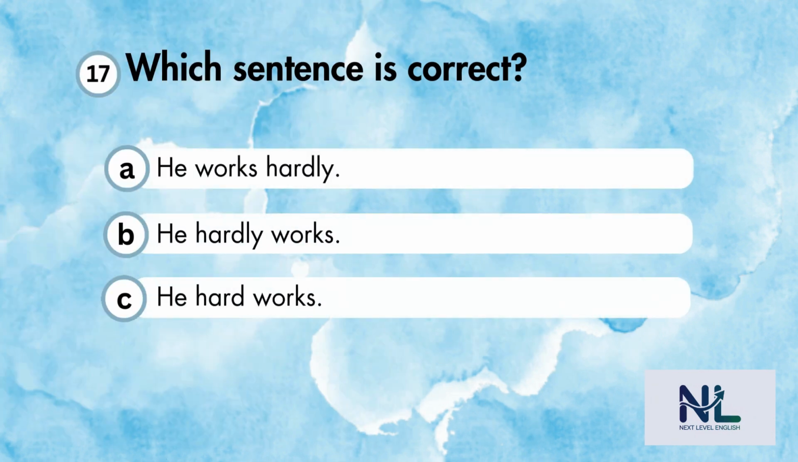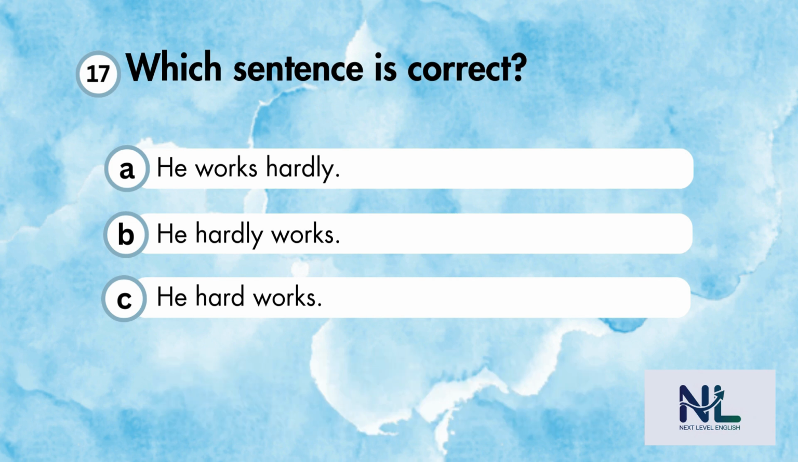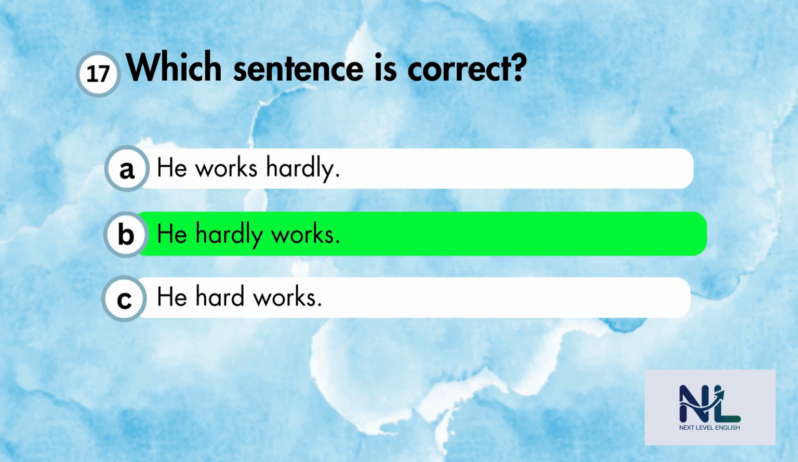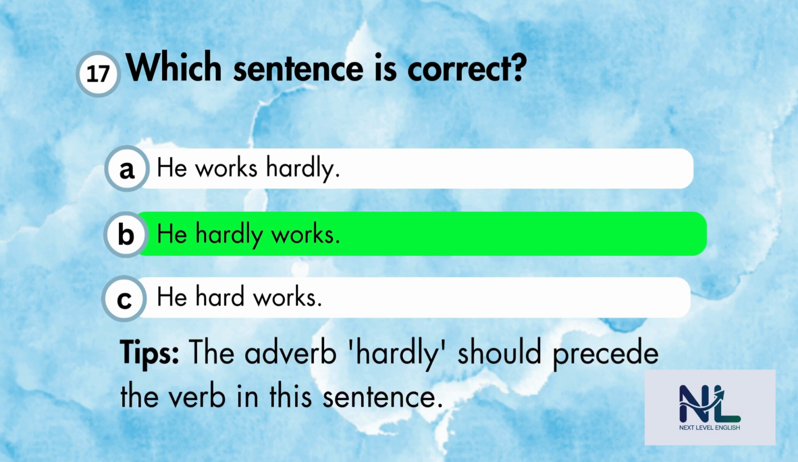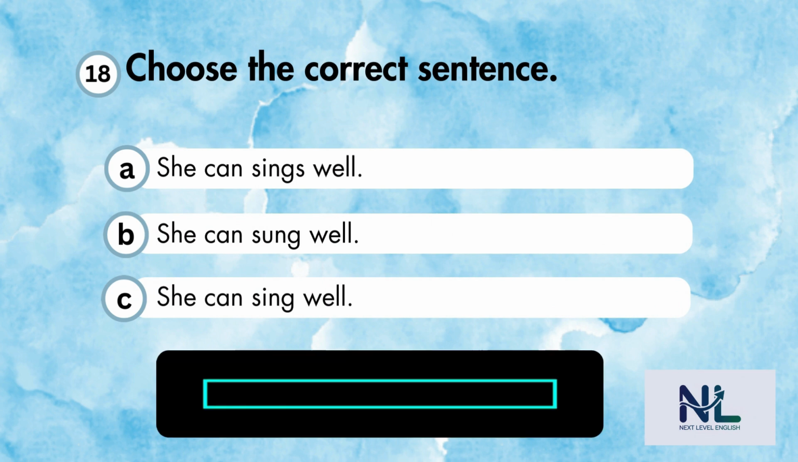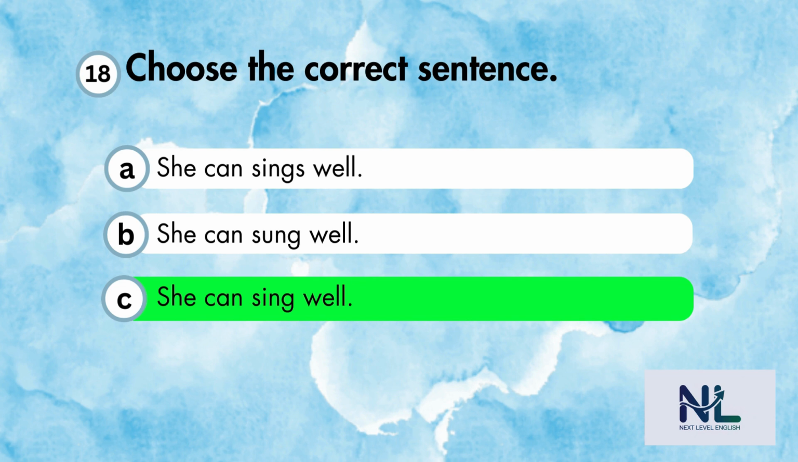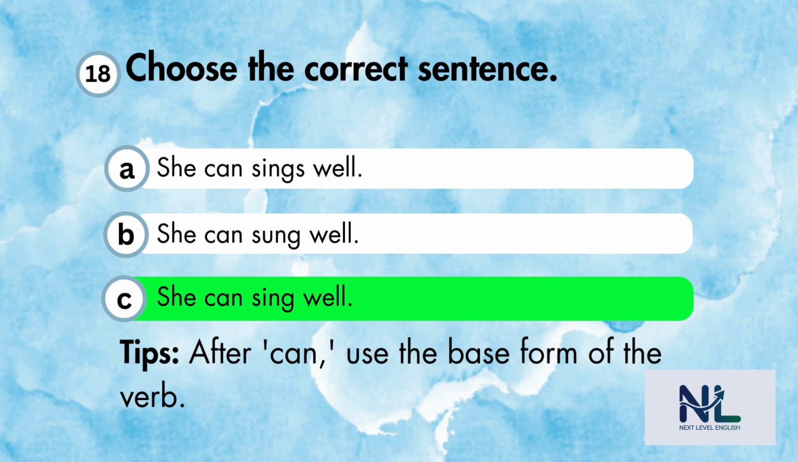17. Which sentence is correct? He hardly works. Tips: the adverb hardly should precede the verb in this sentence. 18. Choose the correct sentence. She can sing well. Tips: after can, use the base form of the verb.